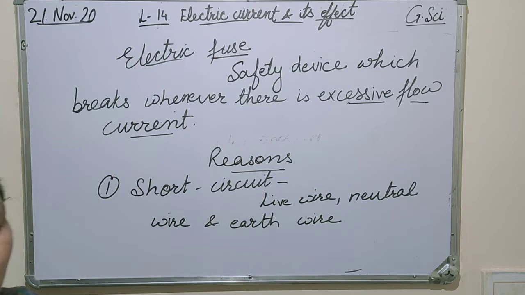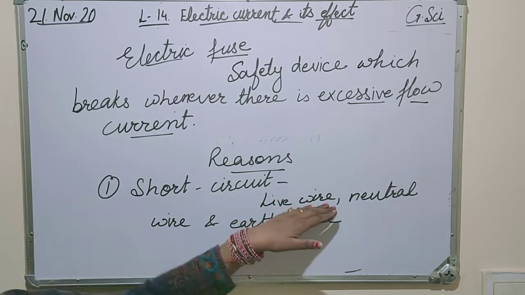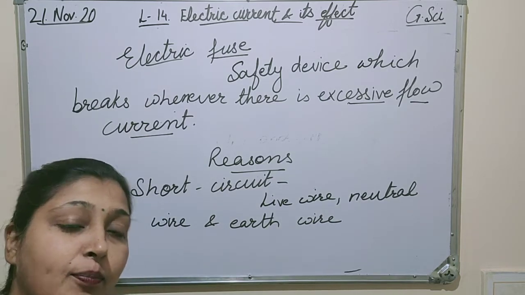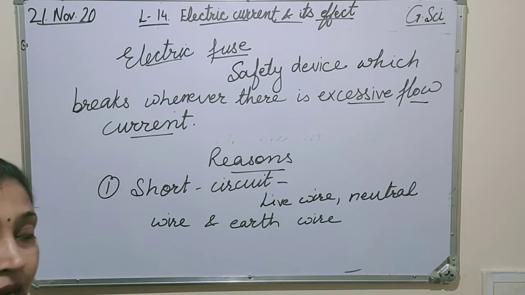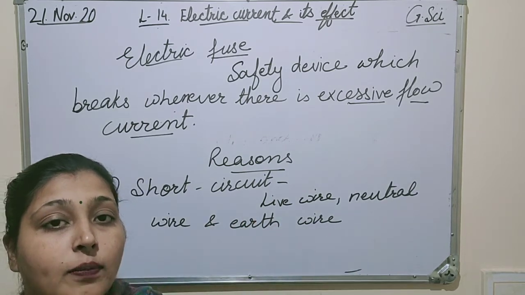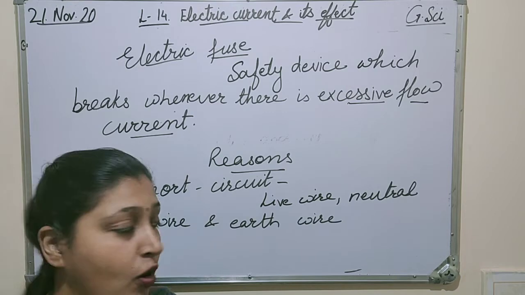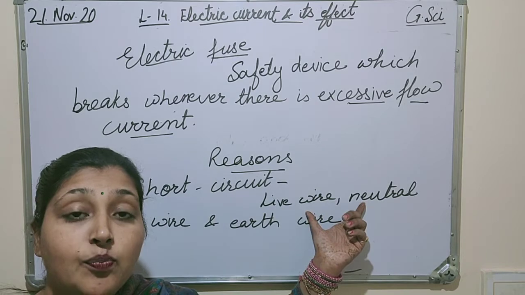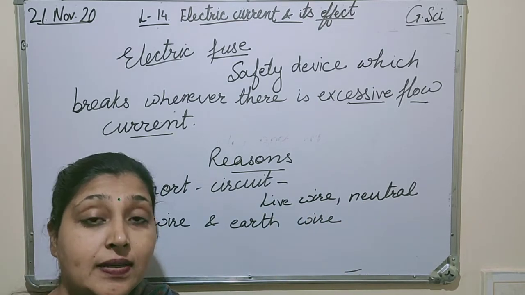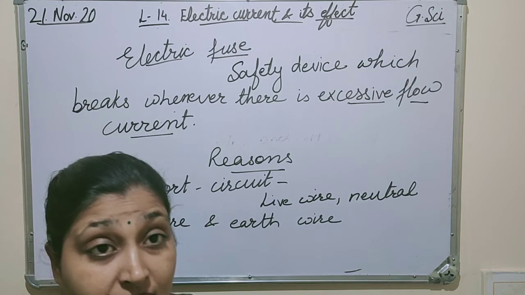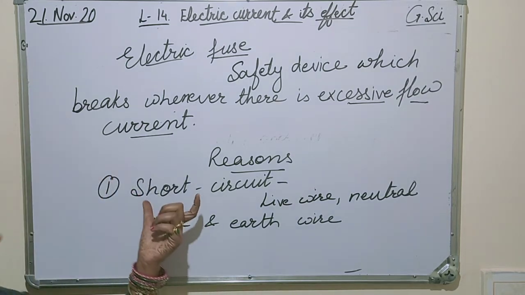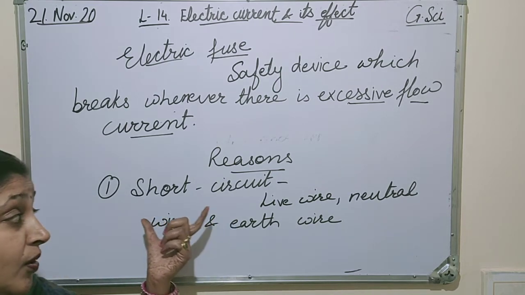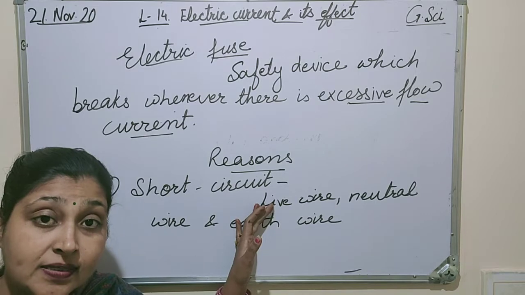So what do these wires do? Live wire and neutral wire are the two wires that we have connected with the positive and negative terminals. By mistake or accidentally, by any fault caused, these two wires get combined at any point, which means the two wires get crossed. If the wires get crossed at any point, then the current flows in excessive, huge amount, and that is called short circuit.